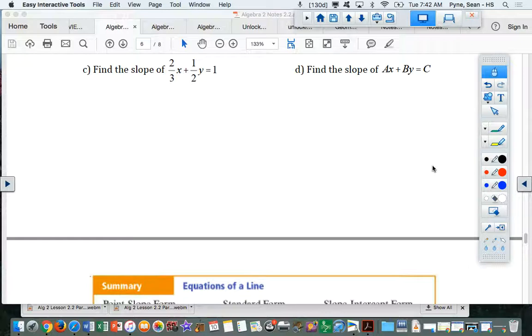All right, what I'd like you guys to do. Ooh. Yeah, why don't you guys give C a try? Let's give it a try. See how that goes. Remember what I do when you have a fraction attached to a number.